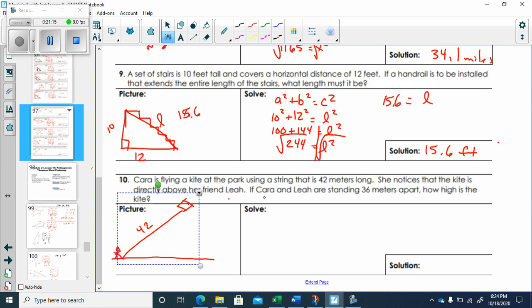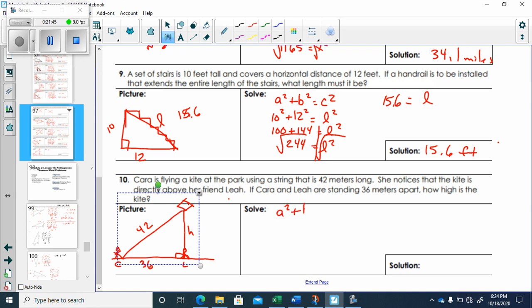Okay, she noticed that the kite is directly above her friend Leah. Okay, there's Leah. Leah, Kara, right? If they're standing 36 meters apart, that would be 36. How high is the kite? So how far is this kite above the ground? Look, there's your right angle. Okay, we're looking for how high the kite is. I've just drawn a right triangle, haven't I?